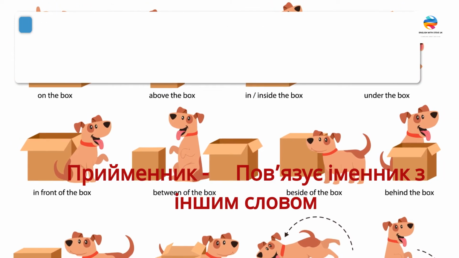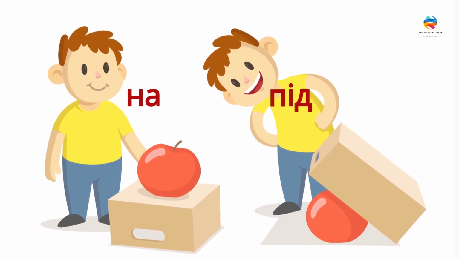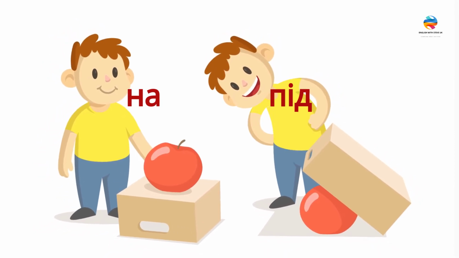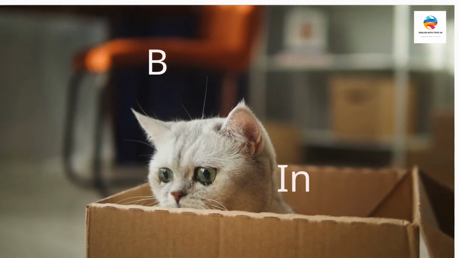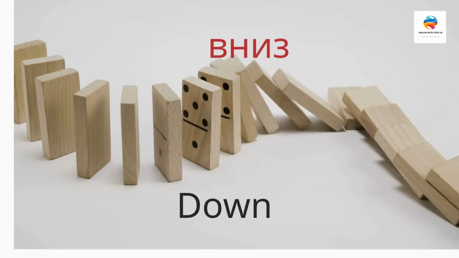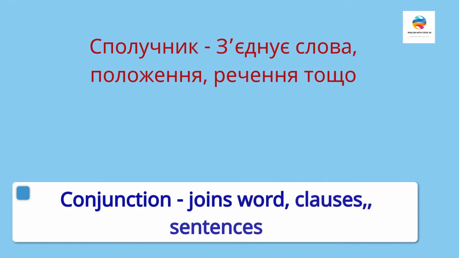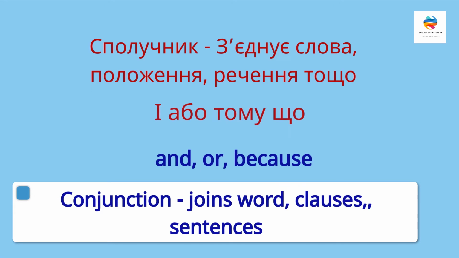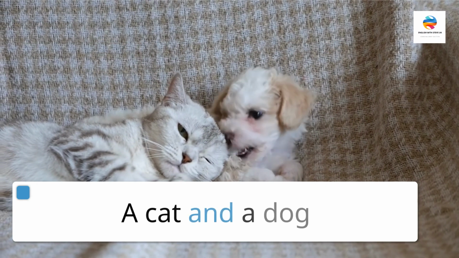A preposition links a word to a noun. In, down. A conjunction joins words, clauses, and sentences. A cat and a dog.